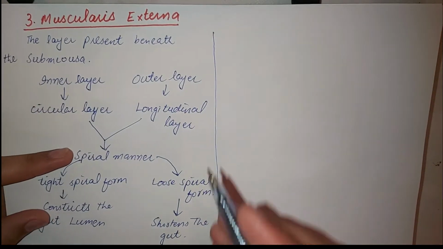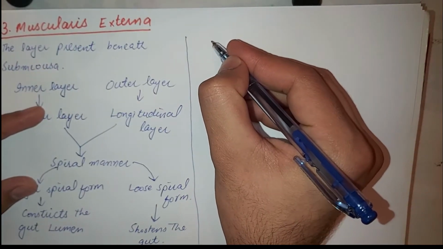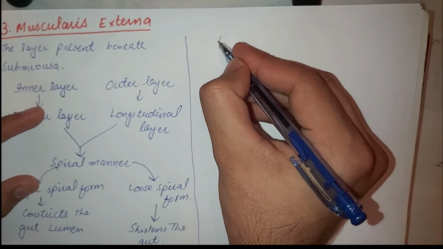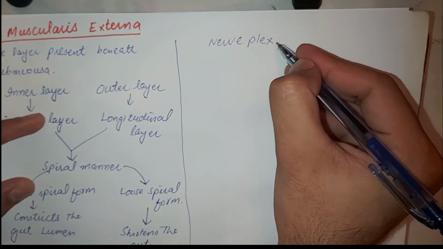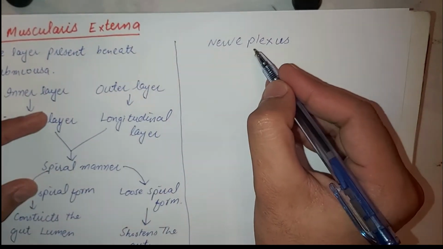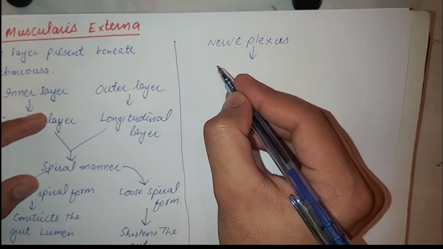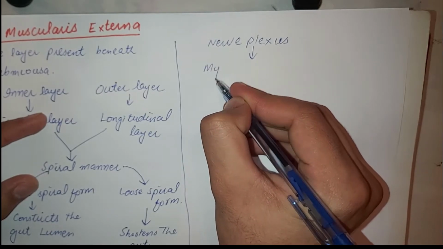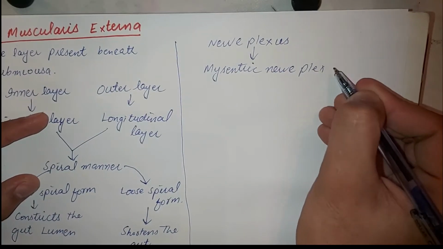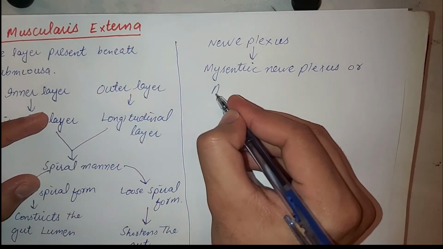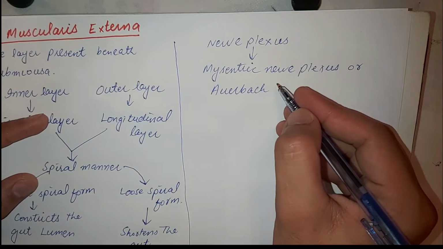Now we will see that the smooth muscles of the Muscularis Externa contain nerve plexus. These nerve plexus are known as mesenteric nerve plexus, or Auerbach's plexus.